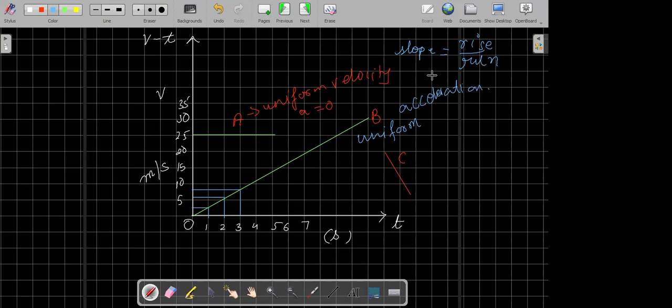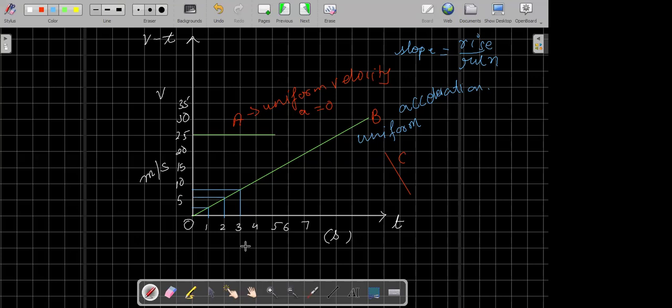Shravan, what quantity will we get if I find out the slope of the graph? What quantity will I get if I find out the slope of any of the graphs? Will I get displacement? Will I get velocity? Acceleration. Very good. So we'll be getting acceleration here. If we find out the slope of the graph, we'll be getting acceleration.